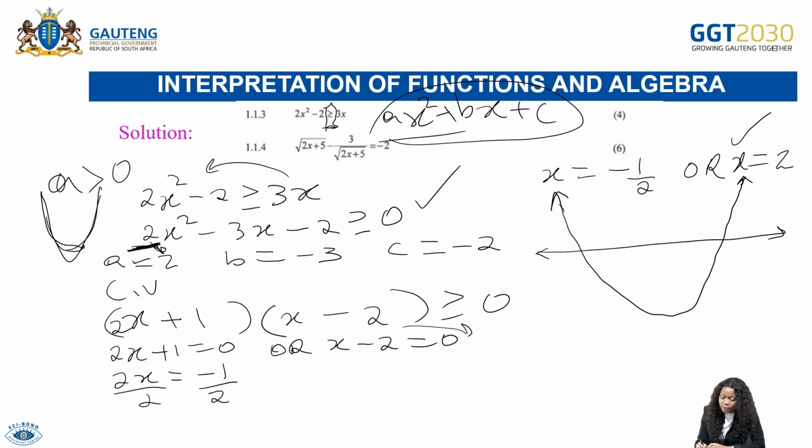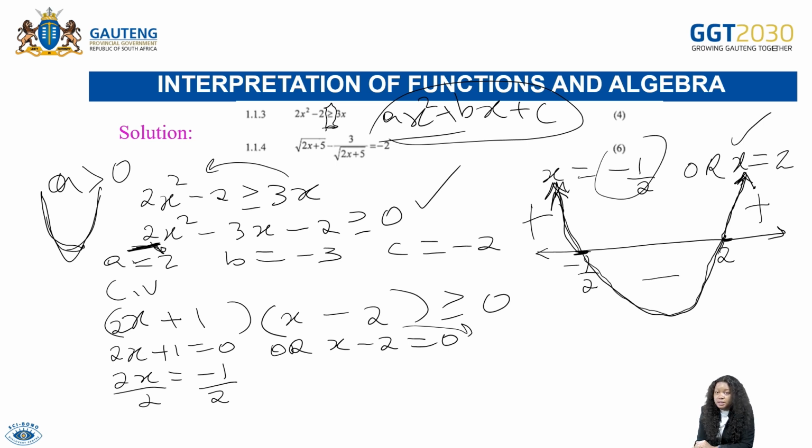Then you start with the number that is the lowest, which is -1/2, and you put your 2 on the other side. So your values of y from the x-axis going up are going to be positive. So all your values of y on this side are positive. And then from the x-axis going up again, the values of y are going to be positive. And from the x-axis going down, your values of y are going to be negative.